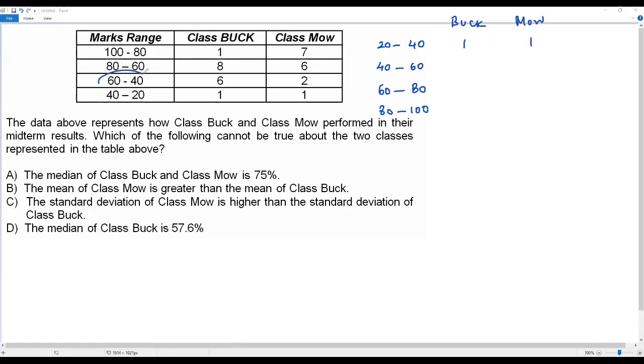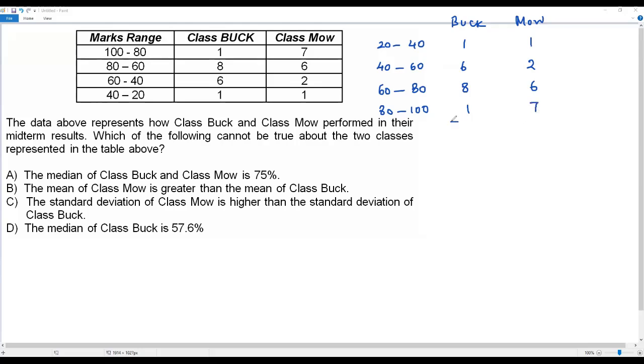And for 40 to 60, the frequency for Class Buck is 6 and Class Mow is 2. So 6 and 2. And for 60 to 80, the frequency for Class Buck is 8 and Class Mow is 6. Let me write over here 8 and 6. And for 80 to 100, the frequency for Class Buck is 1 and for Class Mow is 7.